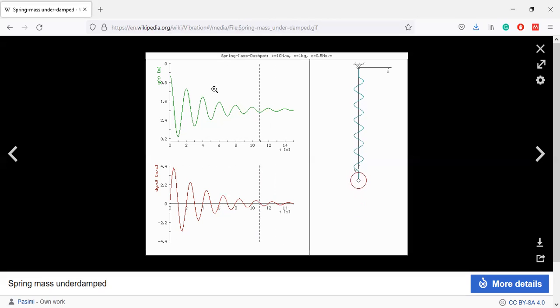the maximum amplitude x in the case of simple harmonic motion, the maximum amplitude x times e to the power of minus zeta omega n t. So zeta is the damping constant, omega n is the natural frequency of the system, and time is t. So with that factor, it will decline.